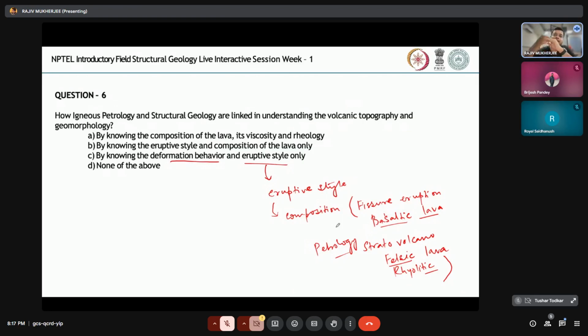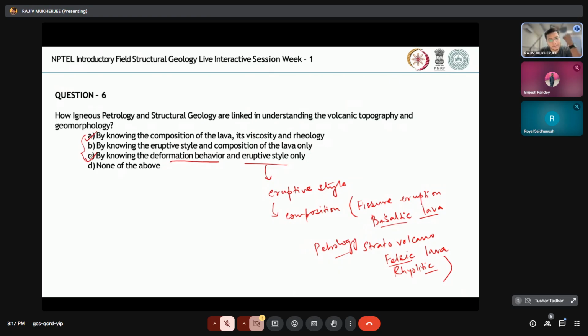So in that case, structural geology is also related to the rheology. That means how the deformation is taking place. So it is also important to know the eruptive style. It is also important to know the composition because it is linked with the eruptive style, and it indirectly gives us the information about the viscosity and the rheology. So the correct answer would be not just option C but also option A. These two can both be viable options for this question, right?